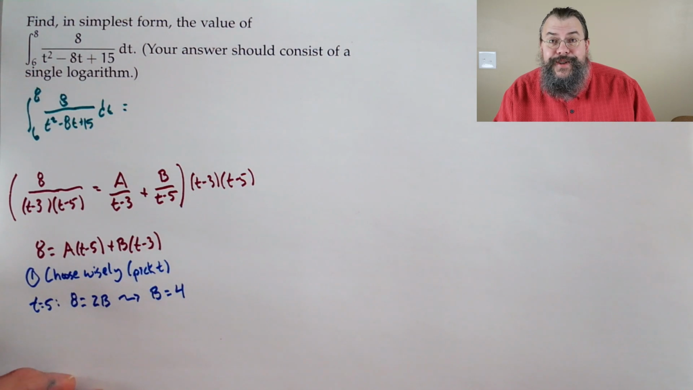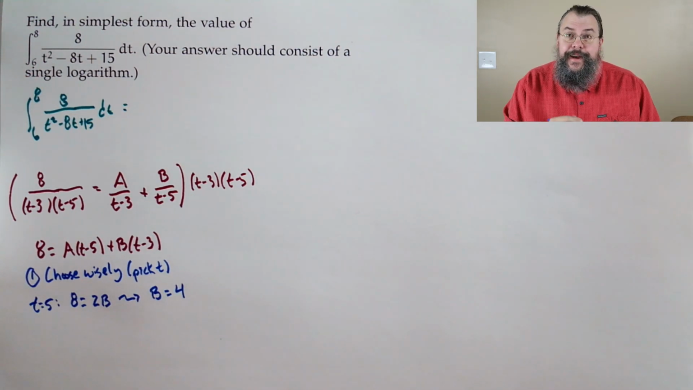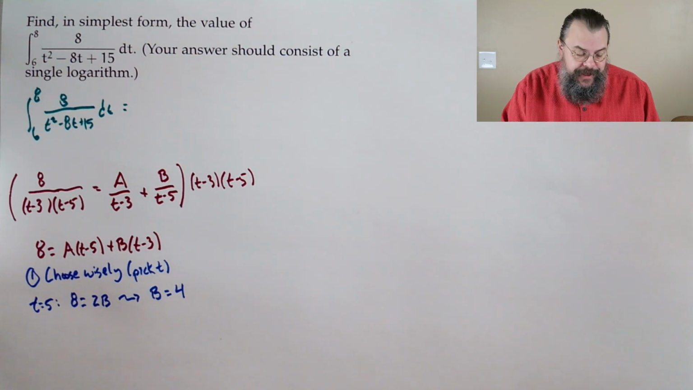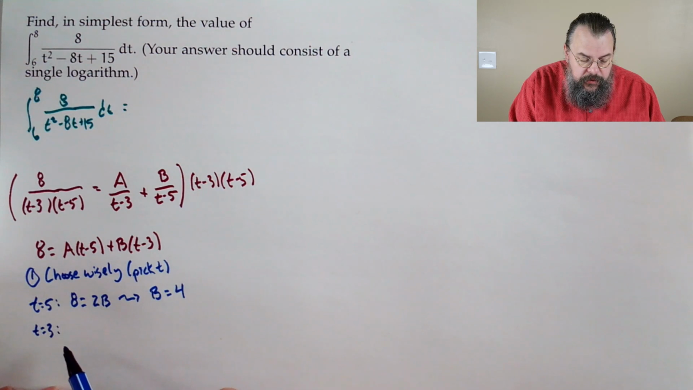Is there another good choice for t? Something that would, again, simplify things. Aha! t equals 3. Okay, well, so let's do that. t equals 3. What happens?